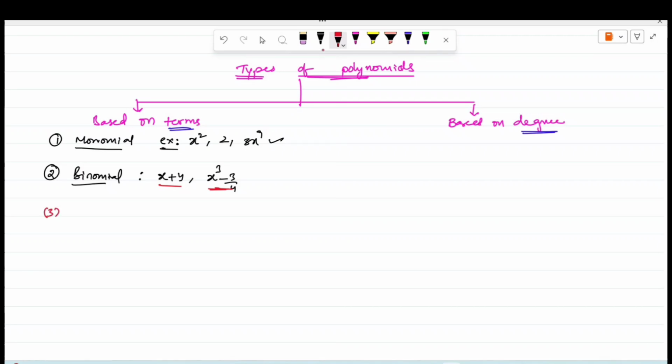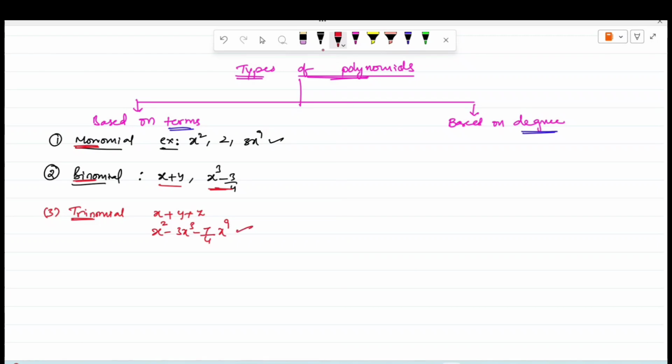Next, the third one, if having exactly three terms, it's called a trinomial. In maths, we know, mono means one, bino means two, trino means three. So nomial is attached to the prefix, as in polynomials. So a trinomial contains three different terms. Let us imagine x plus y plus z, three different terms. Otherwise x square minus 3x cube minus 7 by 4 into x power 9. This is also a trinomial.